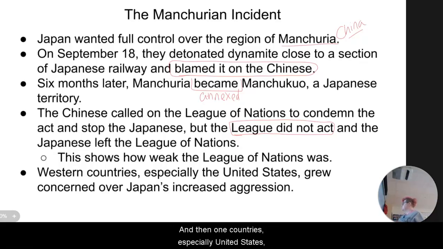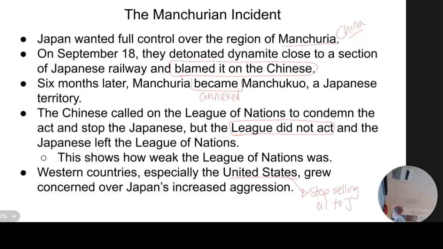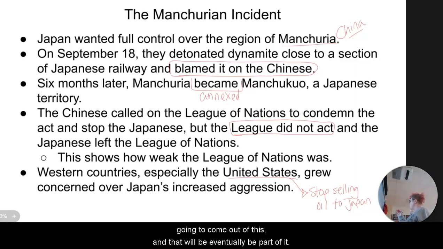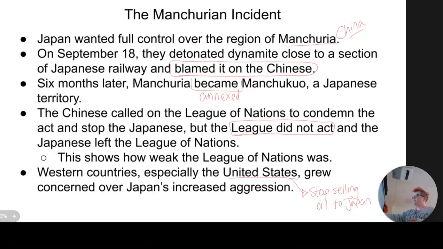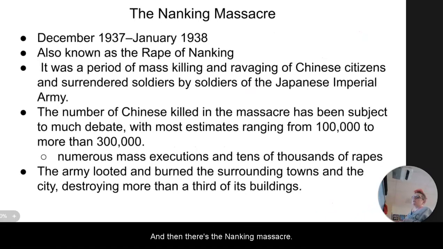And then Western countries, especially the United States, grew concerned over Japanese increased aggression. Eventually, what we're going to start to see is that the United States is going to use this to stop selling oil to Japan. So there will be some economic sanctions that are going to come out of this, and that will eventually be part of it. And then there's the Nanking Massacre.